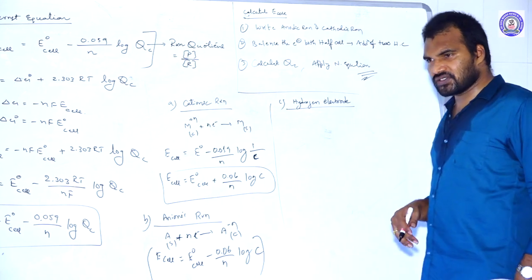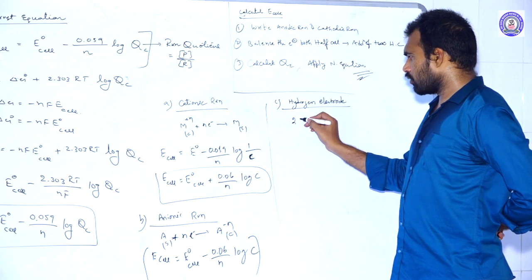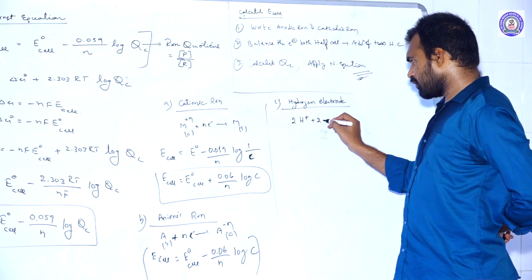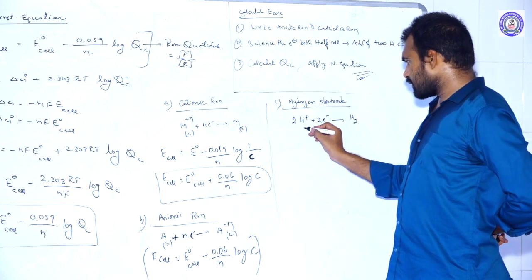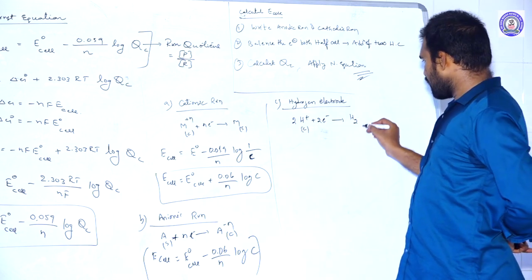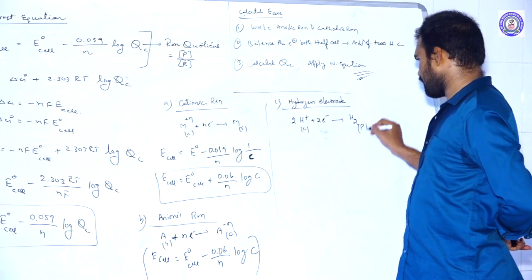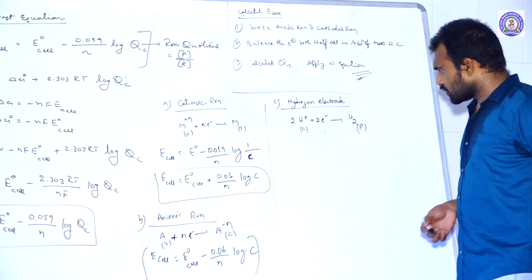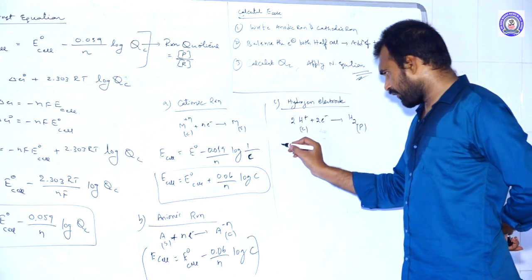So how will you write the reduction process in the hydrogen electrode? What do you think? Just consider 2 H plus ions gaining 2 electrons gives what? H2 gas. H plus ions means concentration C, and H2 means gas. For a gas, we should mention its pressure, P atmospheres. This is a reduction process only. Observe, so write that, calculate.